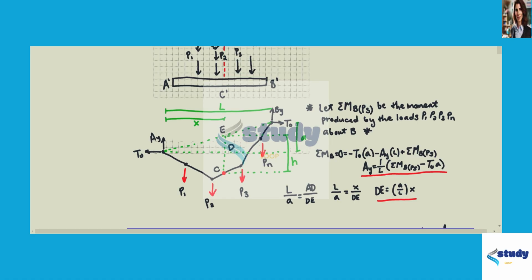Next, we want to try to obtain the length DE. So we're going to show a relationship. L over A equals AD over DE. Simplifying, L over A equals X over DE. So DE is A over L times X, which we will also need later on.